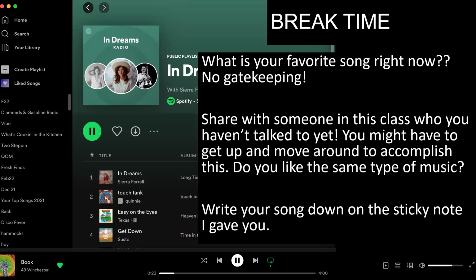Make sure to share with someone who you don't usually talk to. That's a key piece. You have to make a new friend today. Tell them your favorite song.